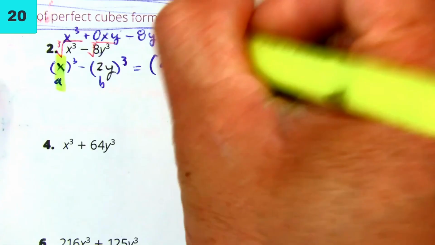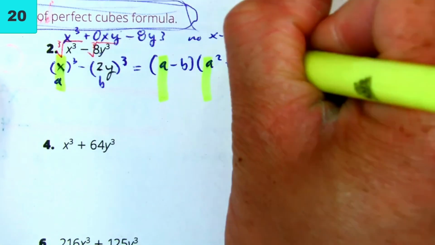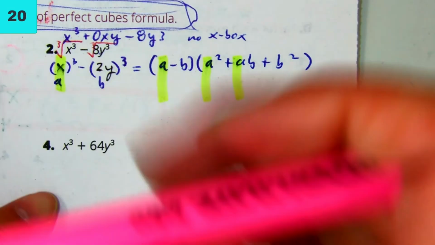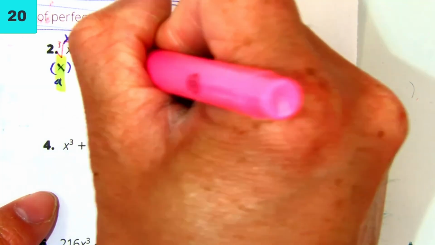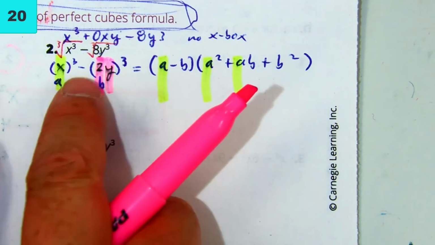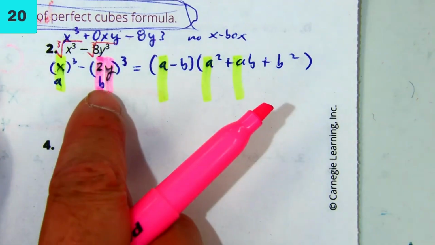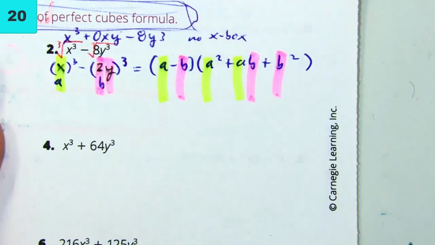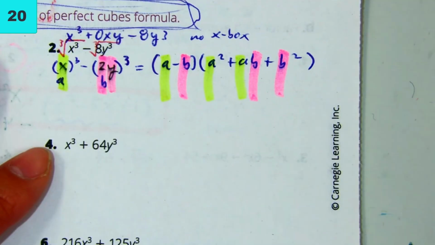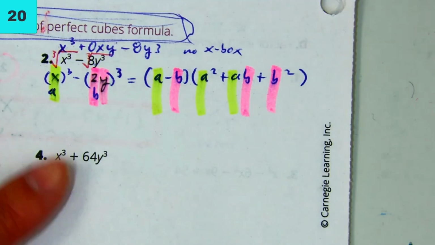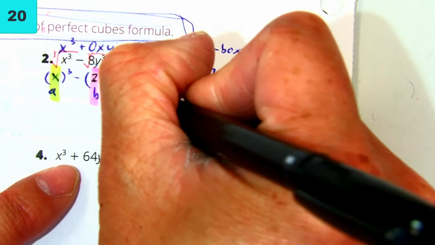A is x, and b value is 2y. Now pay attention in this problem, your b value is not negative. Class, can your b value be negative? No. Now, every substitution you're going to use, you should be using a parentheses. That was the second mistake students were making last period.